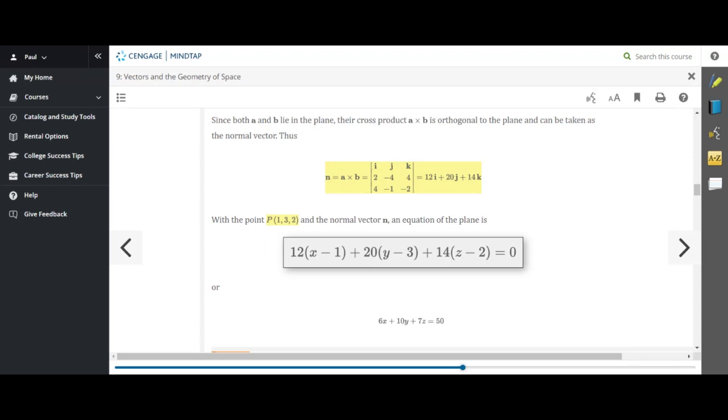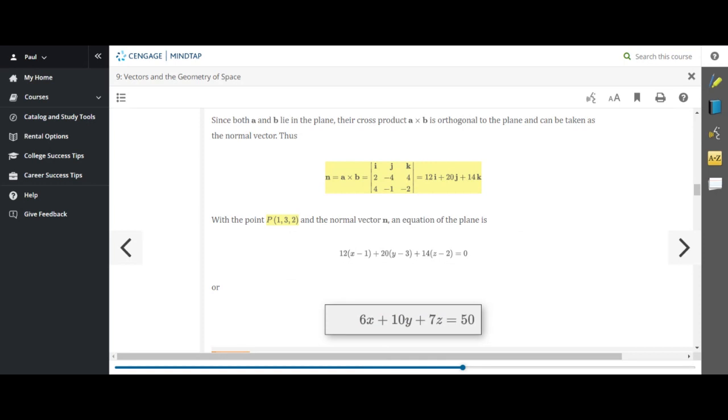But do you all see at least? No problem, Christina. Do you all see? Then what they do is they do the algebra, and they write that equation in simplified form as 6x plus 10y plus 7z equals 50. That's the equation of the plane. Okay, that's the equation of the plane.